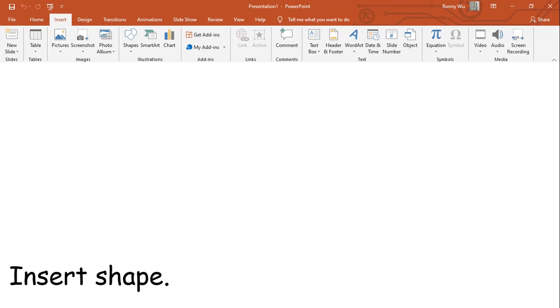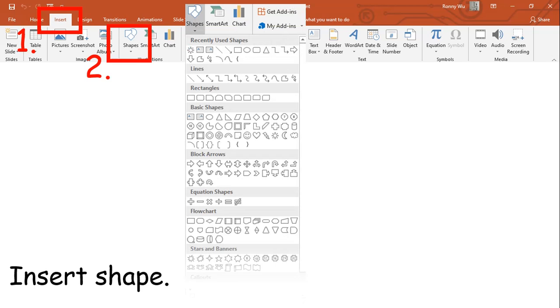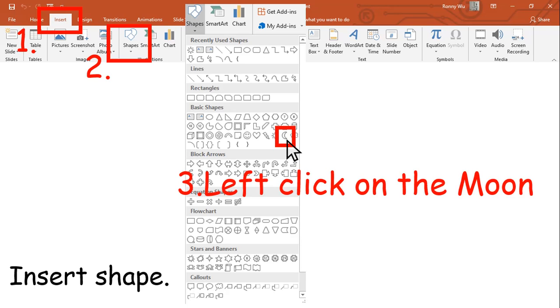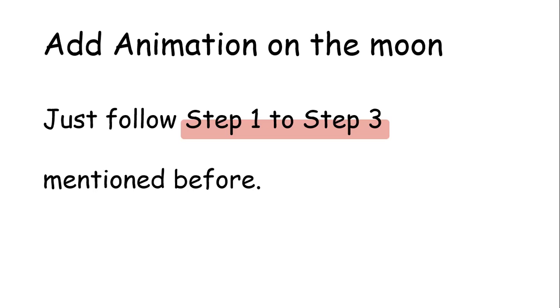Now, you need to insert another shape. So just follow the steps I mentioned before. Find Insert from the toolbar. Left-click on Shapes, and left-click on the shape you want. Here, I choose the moon as my second shape. Then, draw the moon on the slide. Also, add animation on the moon. Just do the same steps like the sun.